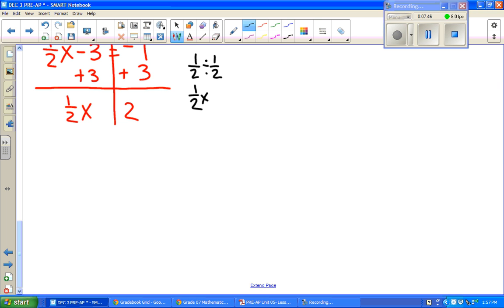1/2 times 2 over 1. And guess what it gives me? It gives me 2 over 2, which is indeed 1. Well, wouldn't that be a great tool to use over here to figure x by itself? So I have 2 over 1. All right.